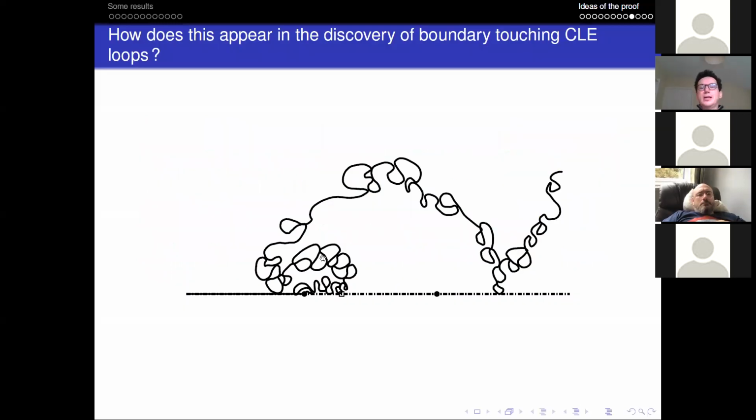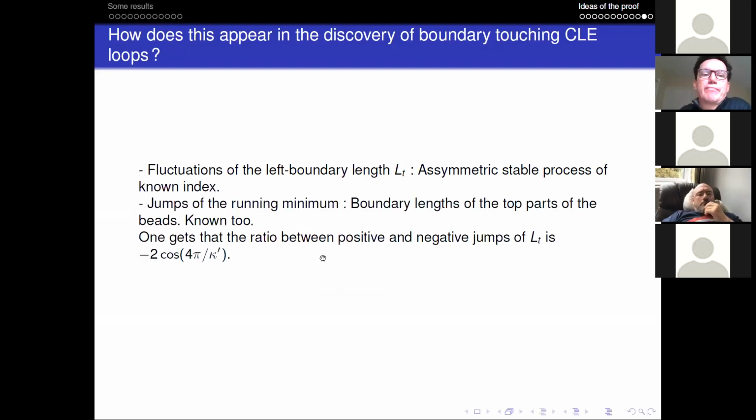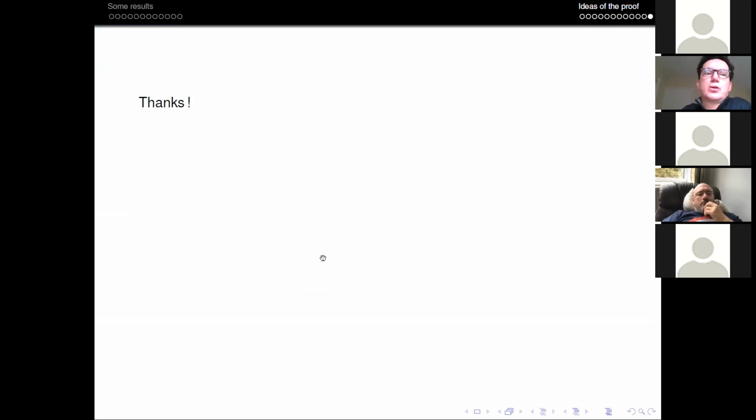Okay, so here I was trying to explain a little bit this story about why, if you discover the percolation clusters that are touching the boundary one after the other from the left, how to find this stable subordinator and the difference between two stable subordinators and the range of the maximum geometrically, but I don't have time to do that. Okay, so I think that concludes this talk.